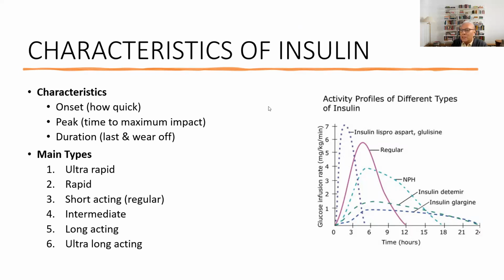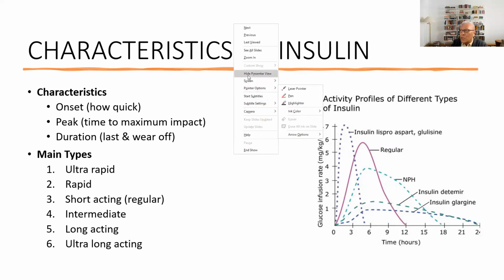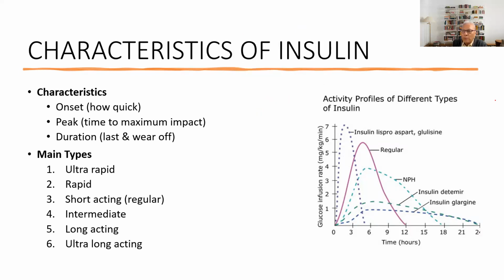So there are 6 main types of insulin that we have nowadays. And so we're going to look at the onset and peak of each one of them. The ultra rapid is going to be different, and the rapid acting is also going to be different. In the ultra rapid, the only one that we have is Fiasp, and this acts almost immediately.